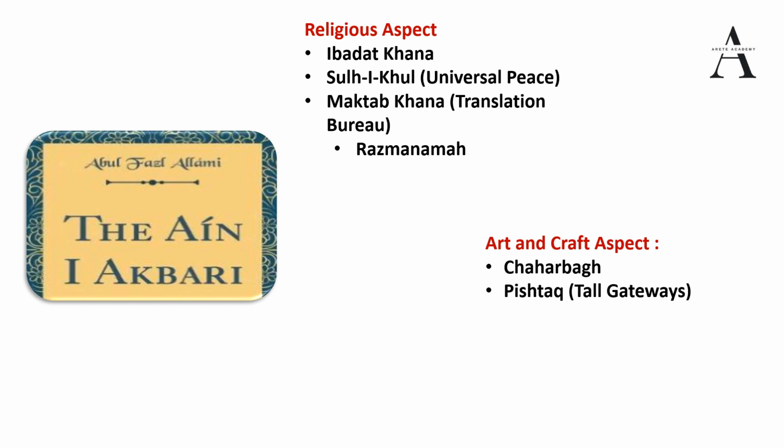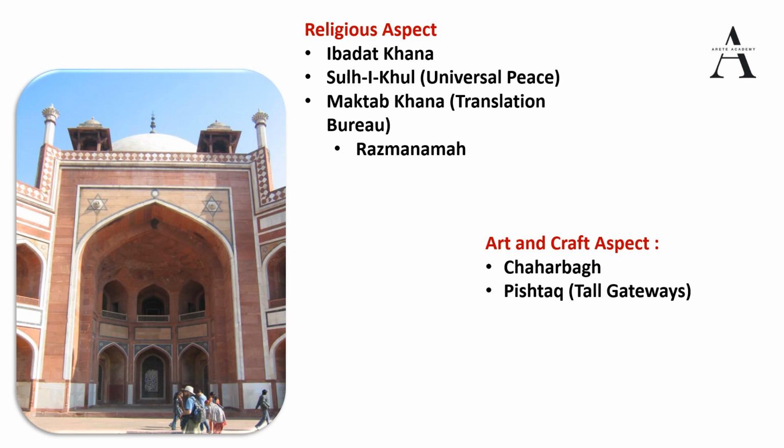Next is Pishtaq. Pishtaq basically means tall gateways: a tall gateway with a central towering dome. It became an important aspect of Mughal architecture. The Pishtaq was first visible in Humayun's tomb. So the image which you are seeing is of Humayun's tomb. A rectangular feature is there, an arch-like tall gateway is there, and in the background you can see a dome.